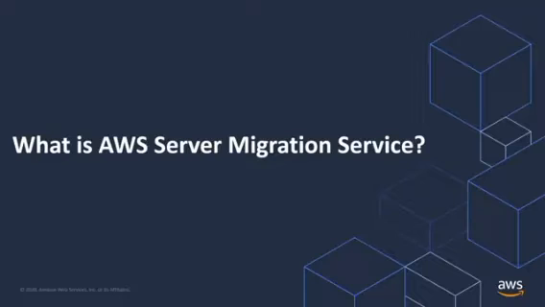First, let's talk about what the server migration service is. The AWS Server Migration Service, or SMS, is a service designed to help AWS customers migrate their servers from on-premise infrastructure directly into their AWS accounts. With SMS, you can choose to migrate from a single server up to thousands of servers quickly and easily from supported infrastructure platforms directly to AWS.